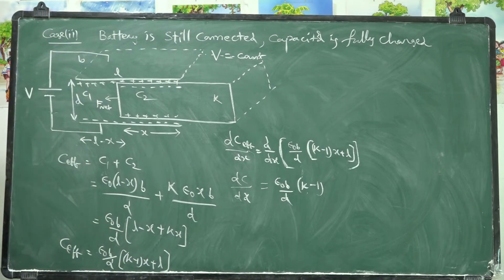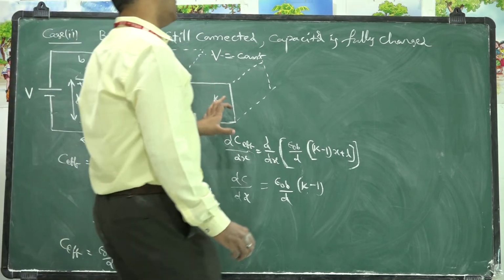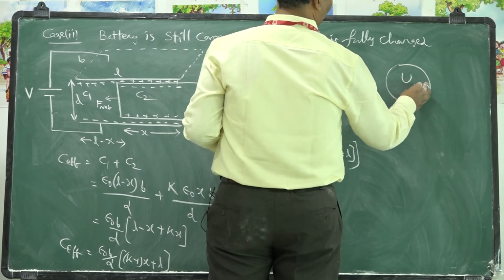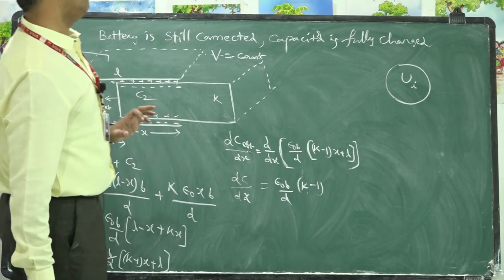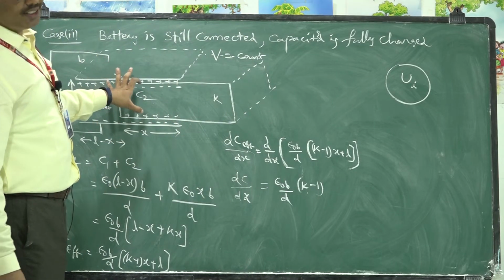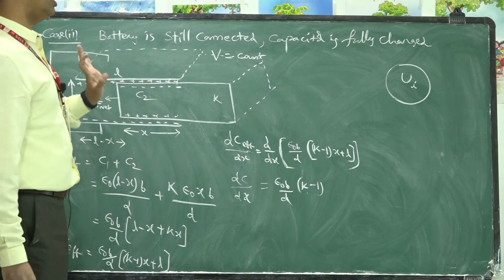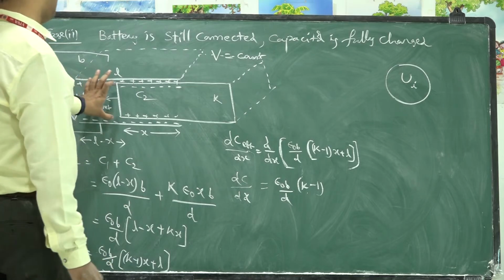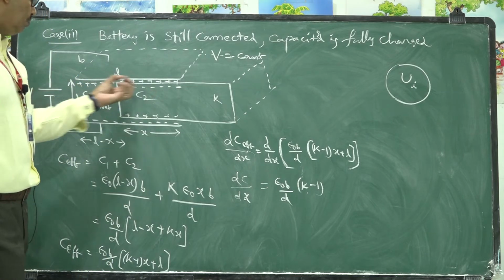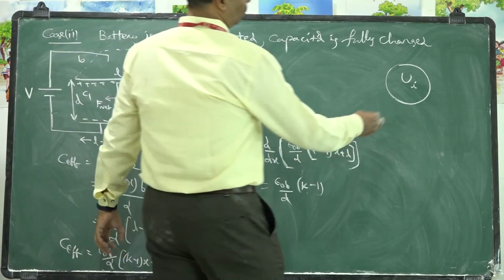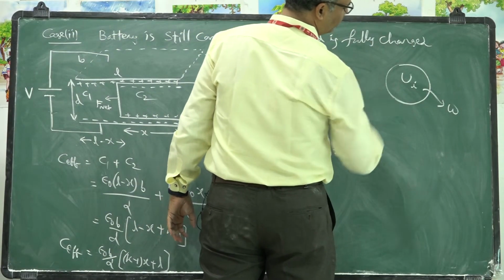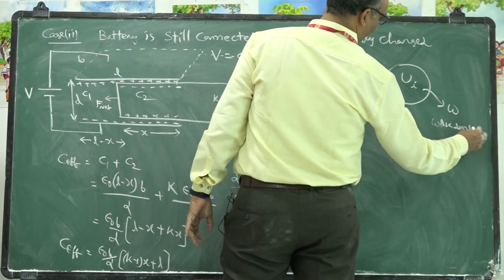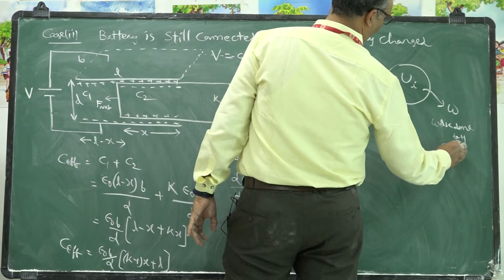To make our calculation simpler, let me take the entire system like this. Initially it has some potential energy Ui. Ui is the potential energy of the system. System means capacitor plates along with the dielectric. Now here the capacitor plates are doing some work to bring the dielectric inside. So the work done by the capacitor, I am taking it as W.